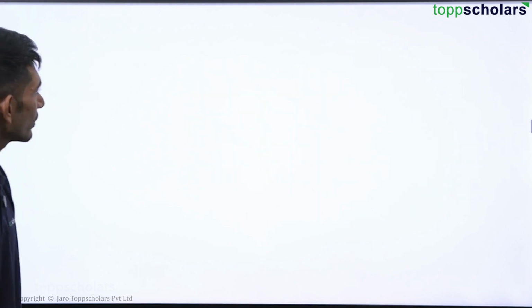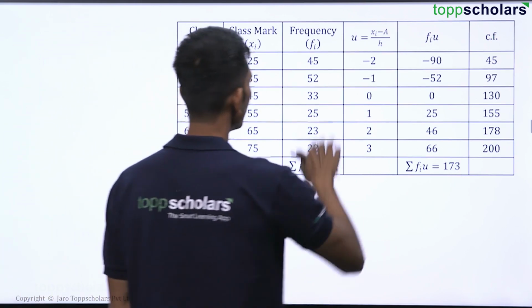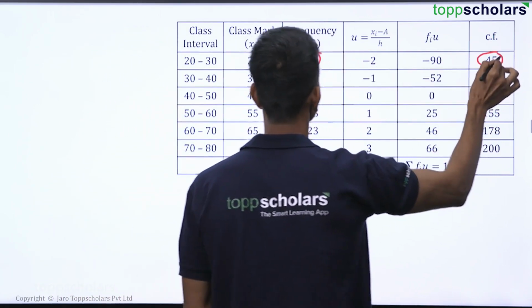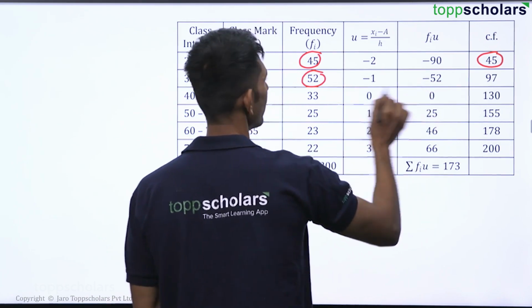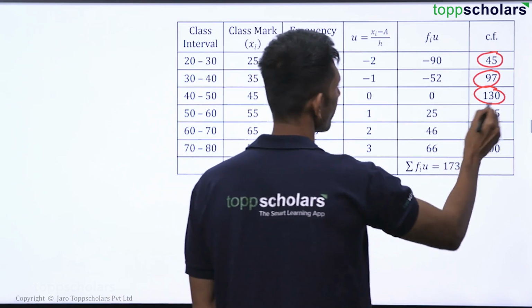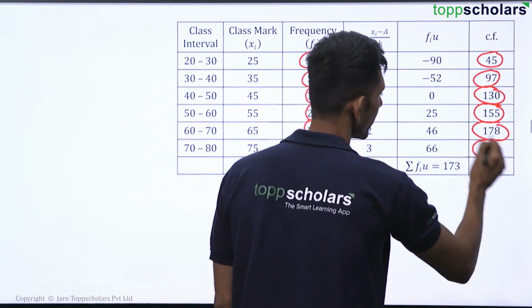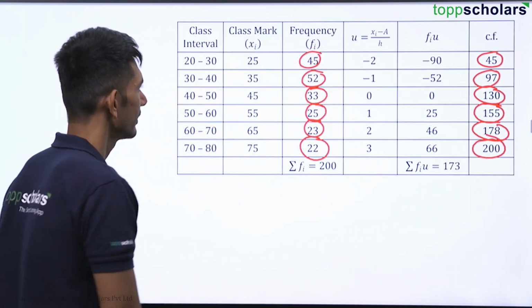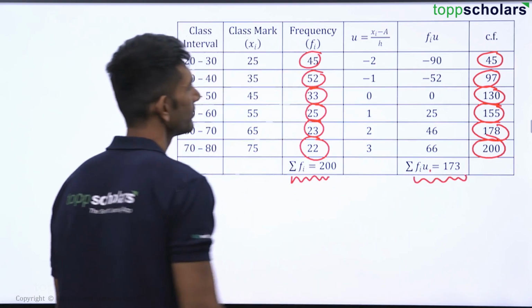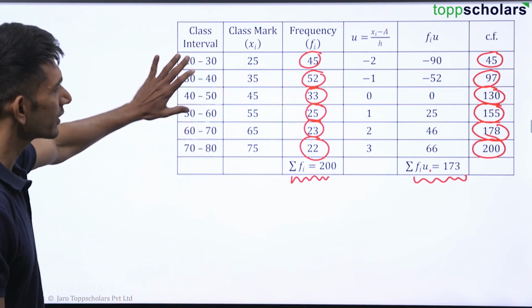We are also supposed to find out the median. So how do we find out the median? To find out the median, firstly you find out the cumulative frequency. So 45 is here, 45 and 52, 97, 97 and 33, 130, 130 and 25, 155, 155 and 23, 178, 178 and 22 is 200. So summation Fi is 200, summation FiUi is 173. But this is anyway not needed now. We are just focusing on the median.